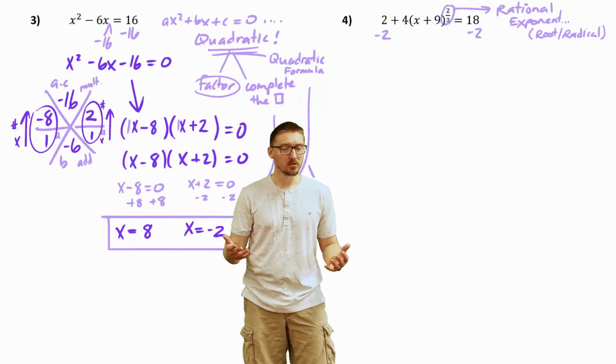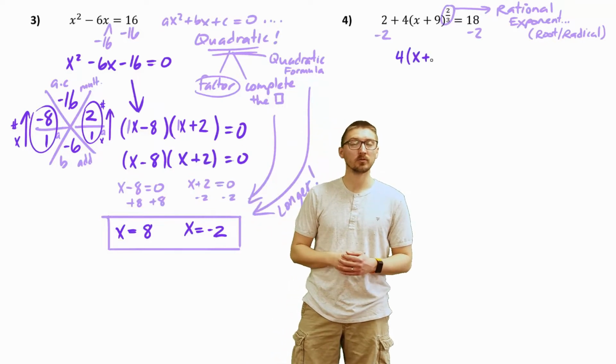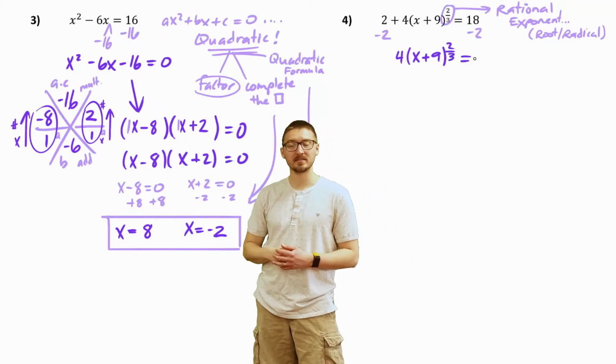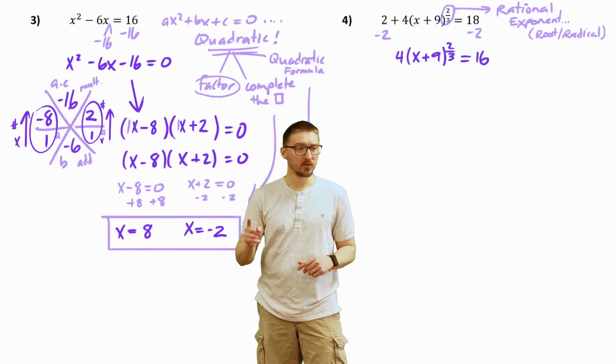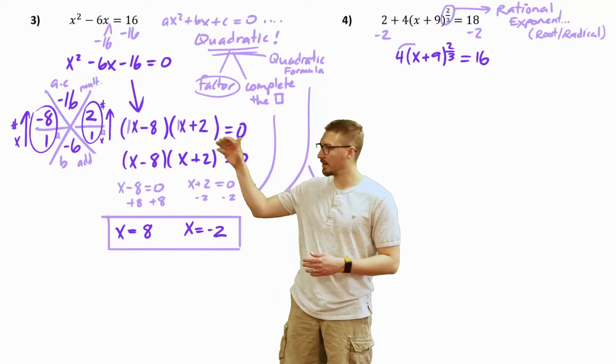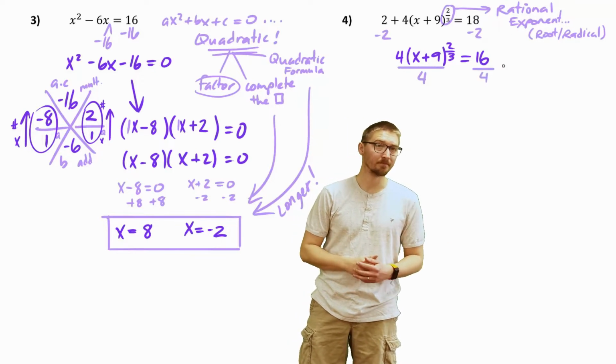of the 2. So we're going to subtract 2 from the left and subtract 2 from the right. 18 minus 2 produces 16. Now we have that 4 in front on the left-hand side that I've got to get rid of. You cannot distribute. You have to divide to get rid of the 4. So divide by 4 and divide by 4. 16 divided by 4 produces 4.